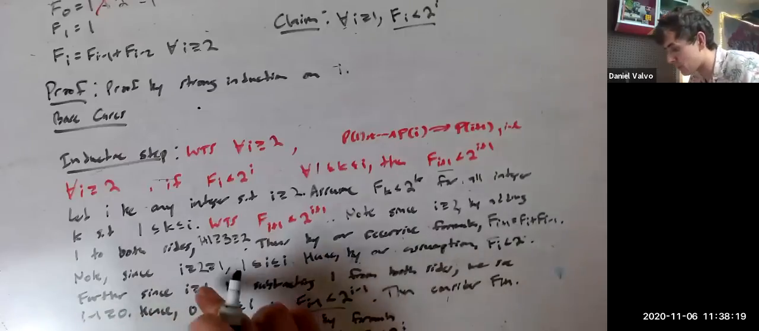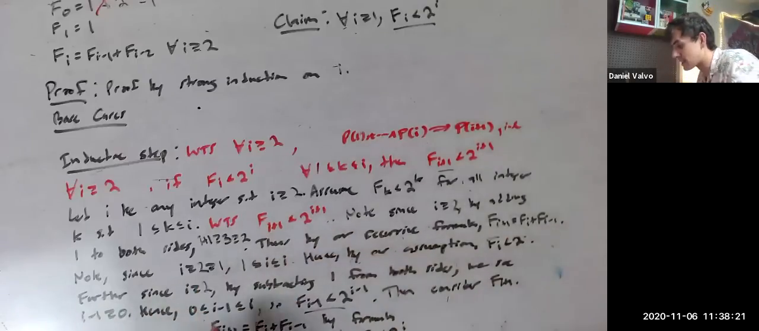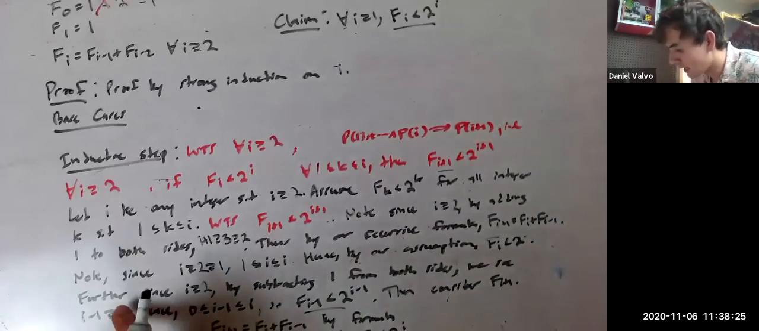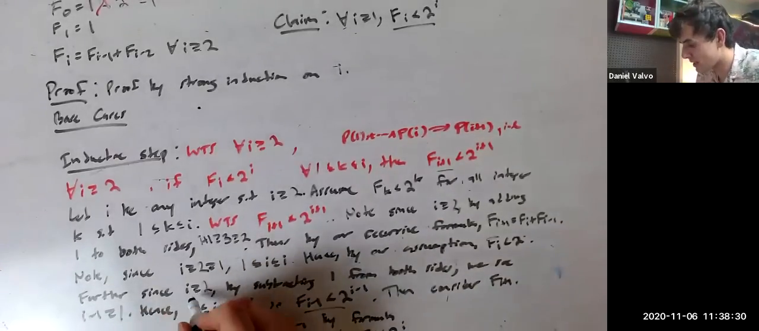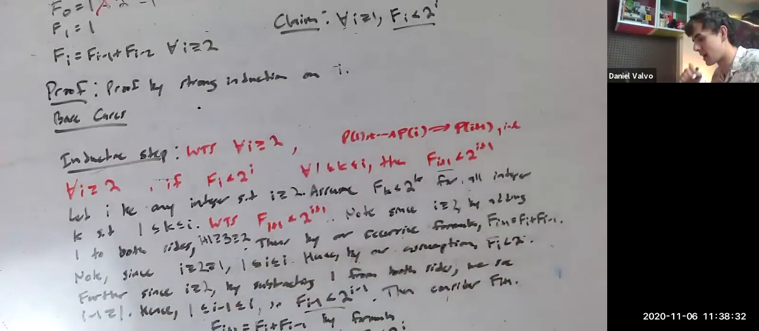So further, since i is bigger than or equal to 2, by subtracting 1 from both sides, we see that i minus 1 is bigger than or equal to 1. Thus, 1 is less than or equal to i minus 1, which is less than or equal to i. So F_{i-1} is less than or equal to 2^i. That was the key. That was the key right there.